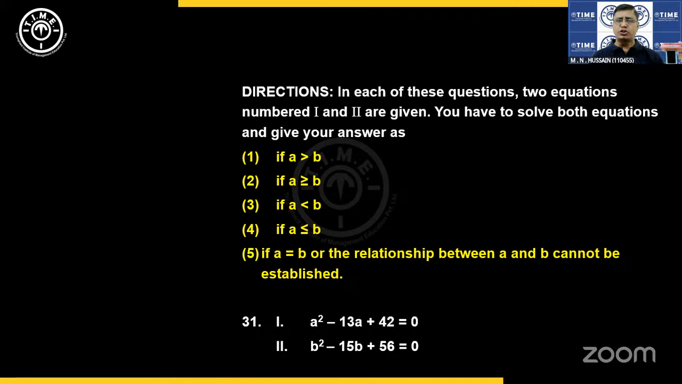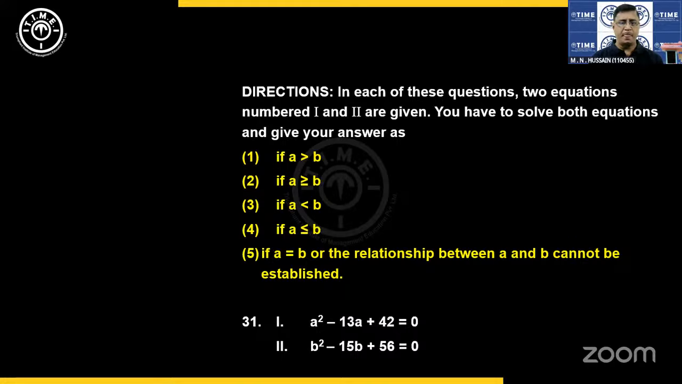In each of these questions, two equations, number 1 and 2, are given. You have to solve both the equations and give the answer. Options are given: if A greater than B, A greater or equal to B, if A less than B, less or equal to B, A equal to B, or relation cannot be established.